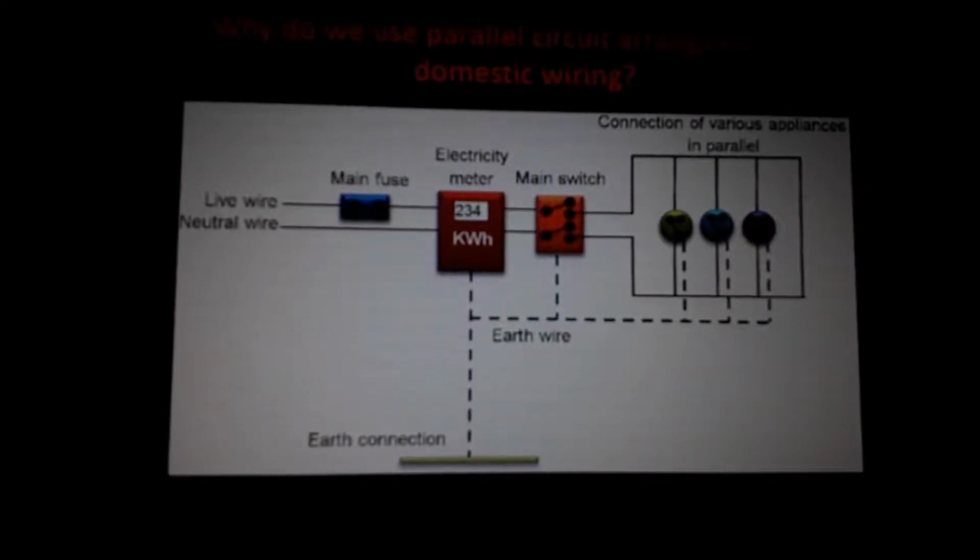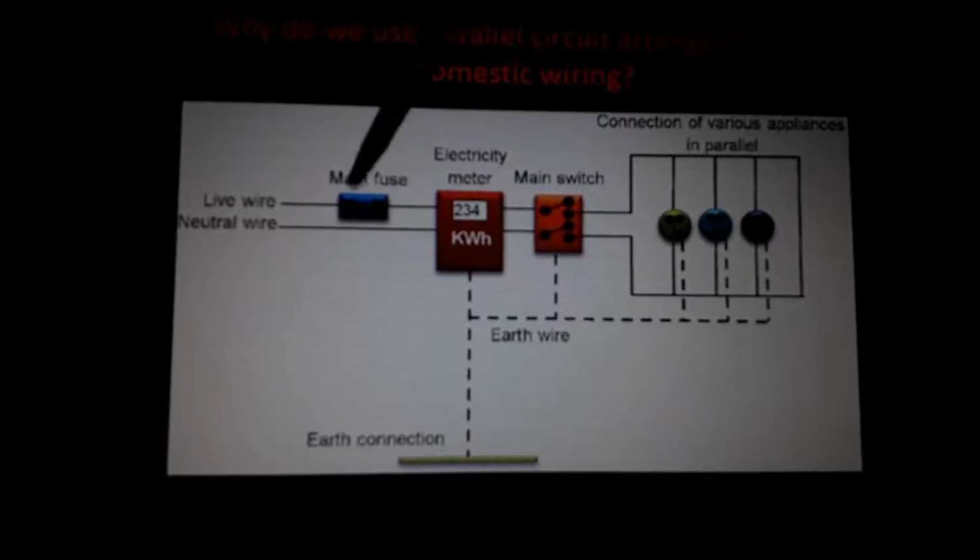To avoid that, what are we using? We are using a particular simple thing called a fuse. Fuse is just a small wire. Basically, we are using lead wire for that, a wire made up of lead. Lead is a metal.